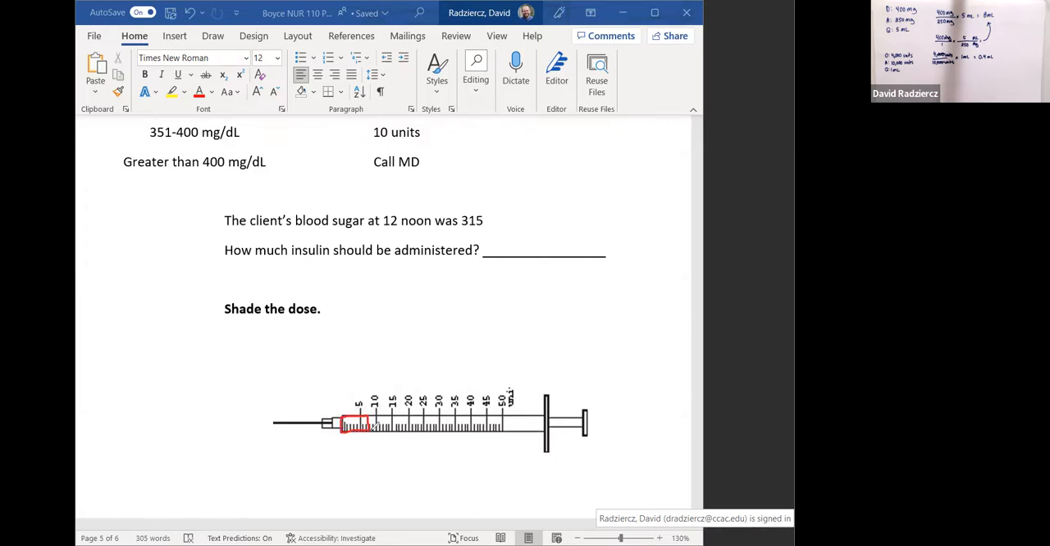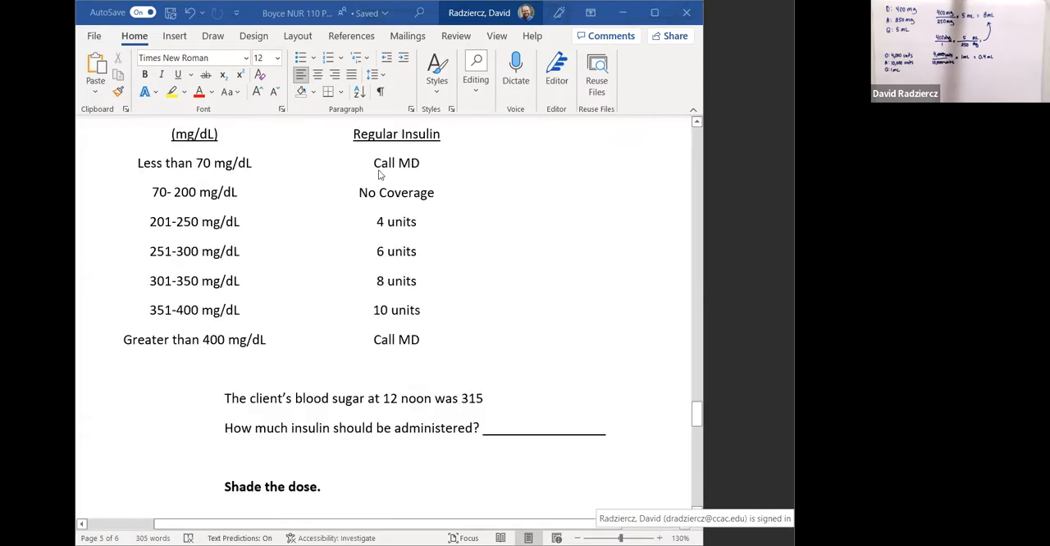And again, you'll be able to do this easier on a paper test than what I'm trying to do here. So they just want to make sure that you can read and mark a syringe as well as follow directions. So if you had a blood sugar of 400 or greater, or less than 70, then you need to call the MD and verify how they want you to proceed. Okay.